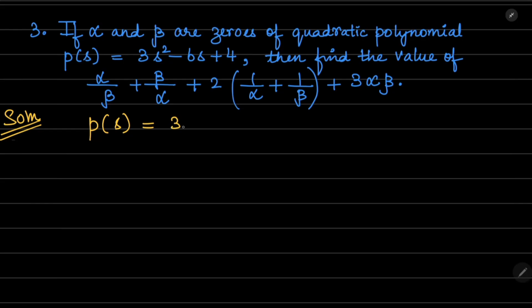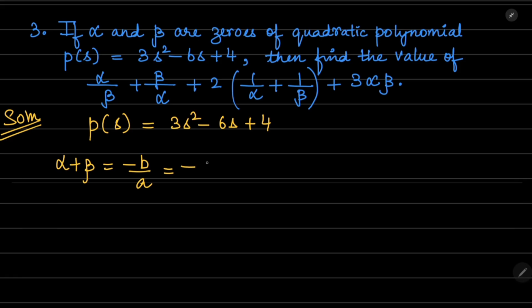So it is nothing but 3s square minus 6s plus 4. What is the sum of the zeros? Alpha plus beta is equal to minus b by a. Minus b is minus 6, I'm putting it in the bracket, divided by a, which is 3. So 6 by 3, which is 2.